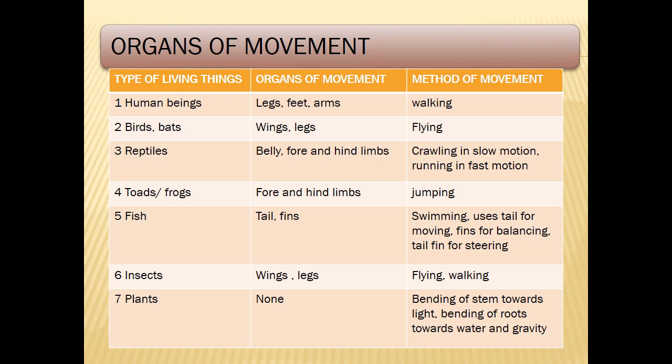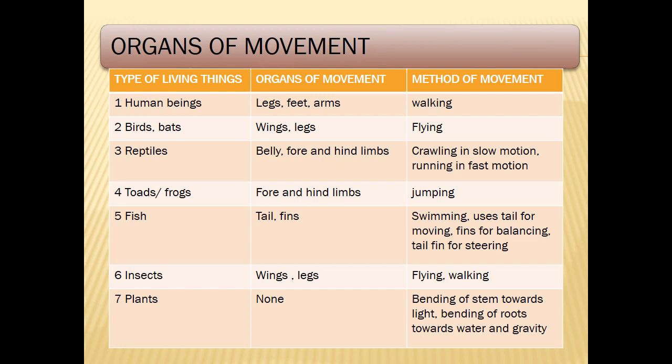Number 2, birds and bats. Organs, wings and legs. And the method of movement is flying. Number 3, reptiles. Example is snake, lizard, crocodiles, they are all under reptiles.